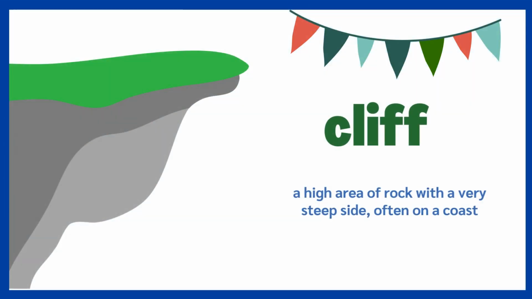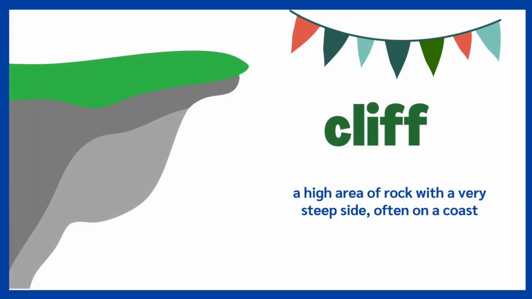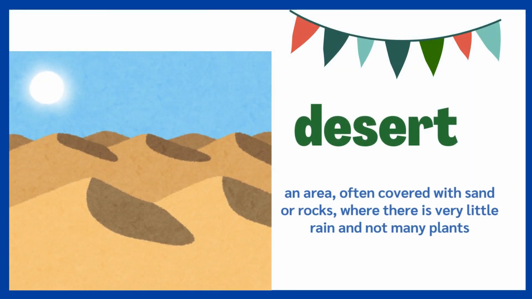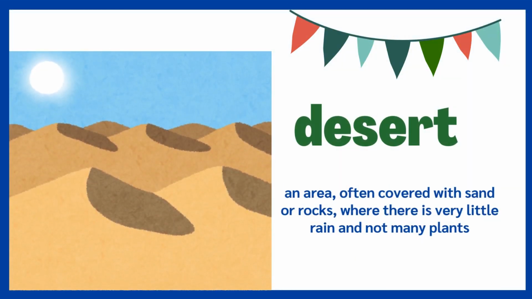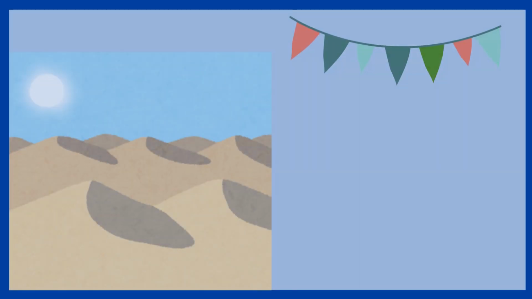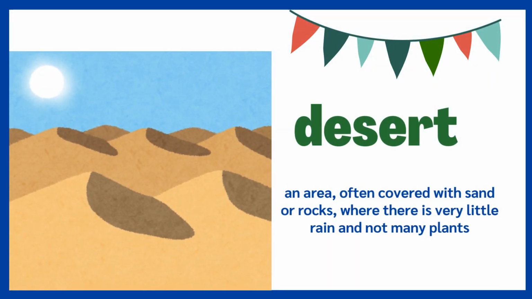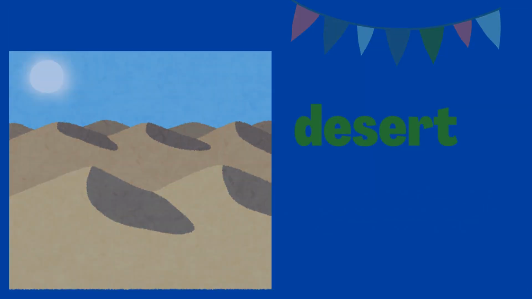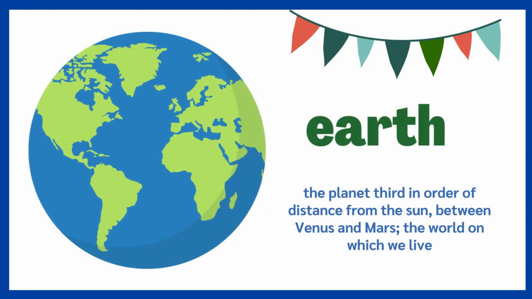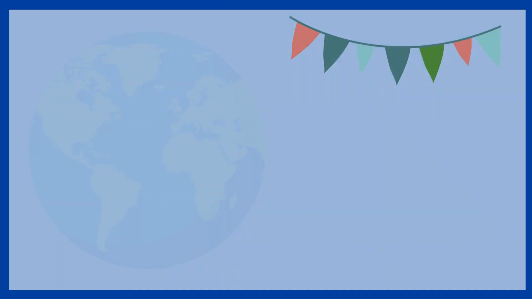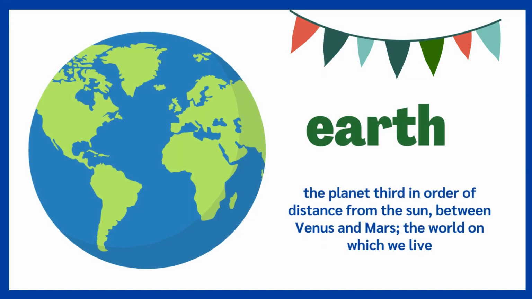Cliff. A high area of rock with a very steep side, often on a coast. Desert. An area, often covered with sand or rocks, where there is very little rain and not many plants. Earth. The planet third in order of distance from the Sun, between Venus and Mars, the world on which we live.